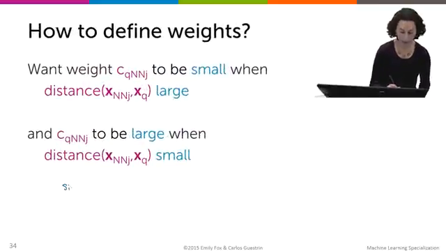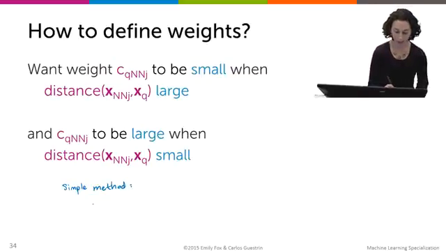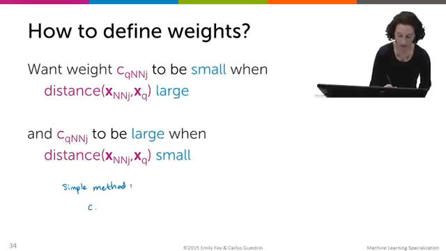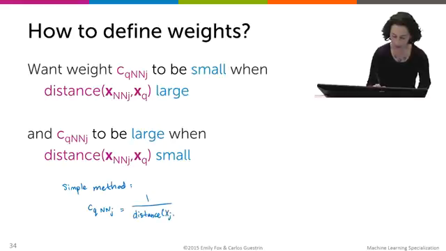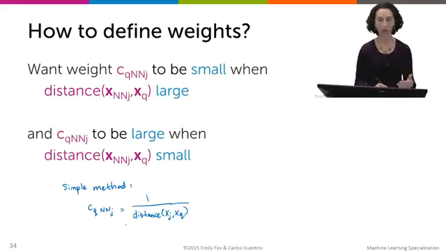So one simple choice is simply to take our weights to be equal to 1 over the distance between these points. So let's say that C_Q, nearest neighbor J, is going to be equal to 1 over the distance between XJ and XQ. So this will have the effect that when the distance is larger, the weight is smaller. When the distance is smaller, the weight is larger.